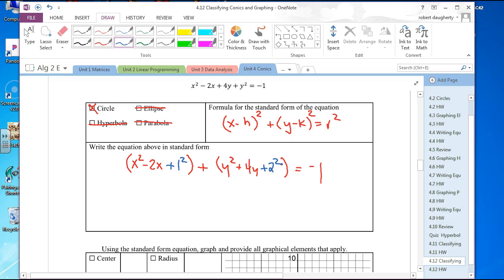So what change is this making? This is adding 1, and this is adding 4. So plus 1, plus 4. So what is this? This is (x minus 1) squared plus (y plus 2) squared equals 4.